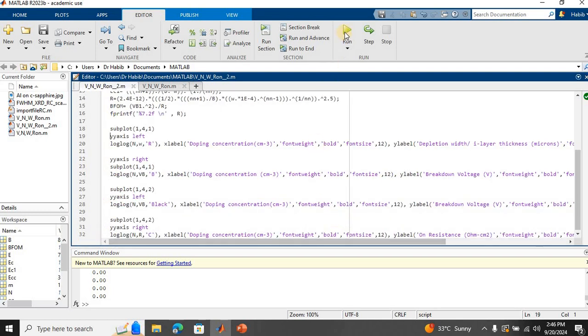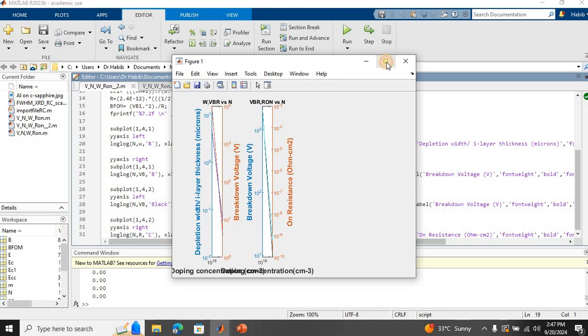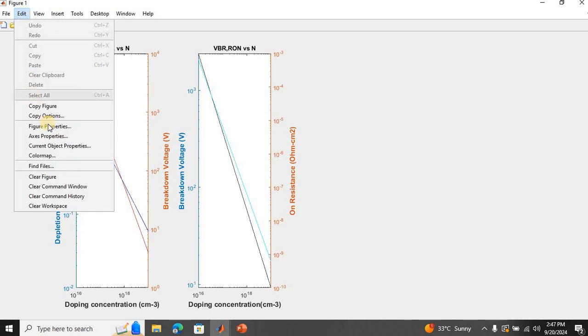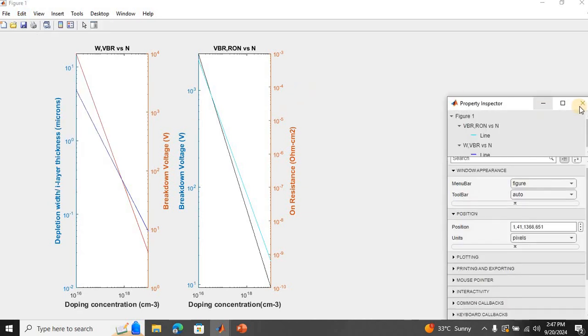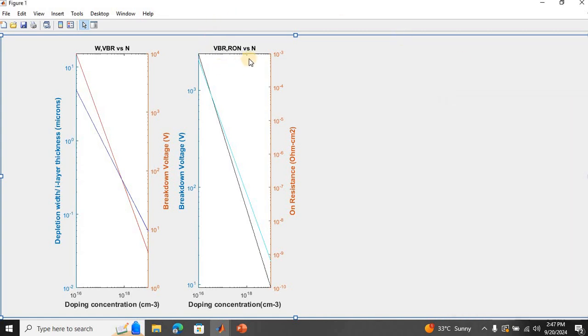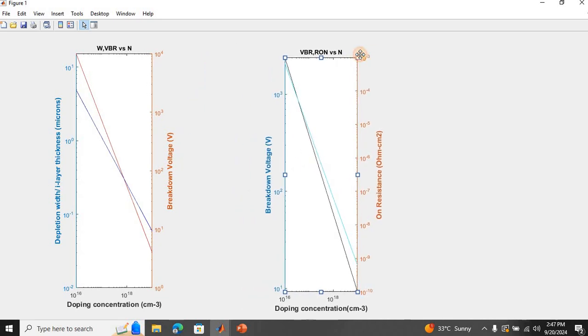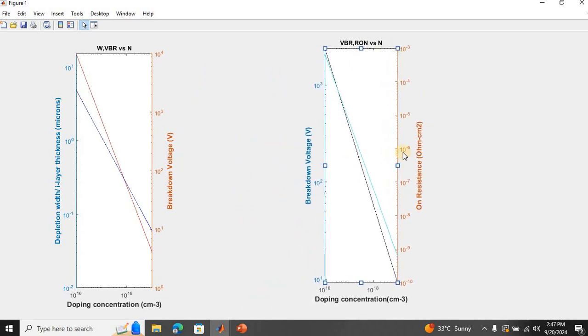Okay, so now I'm going to run the program now. Let me full screen it. Okay, and then we can go to edit and then figure properties. I'm going to close it over here, click on this figure. I want to take it slightly further to the right, and I want to increase the width of it.